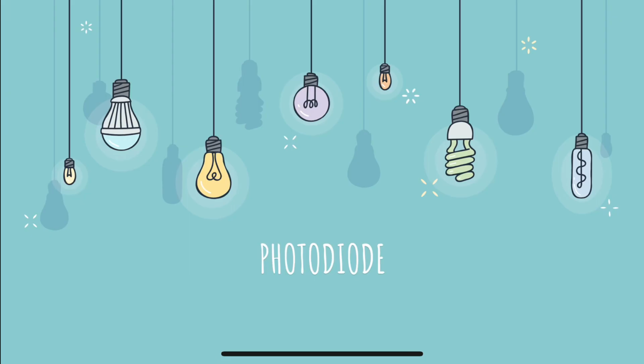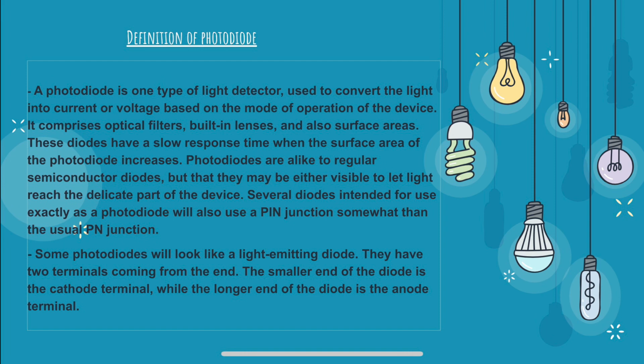Photodiode. Definition of photodiode. A photodiode is one type of light detector used to convert light into current or voltage based on the mode of operation of the device. It comprises optical filters, built-in lenses, and also surface areas. These diodes have a slow response time when the surface area of the photodiode increases.